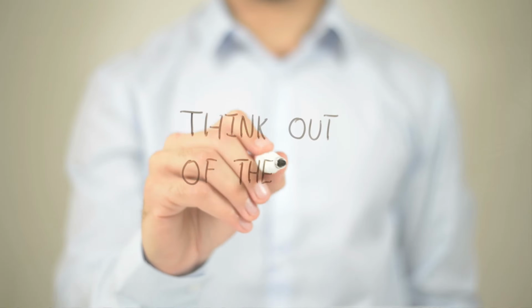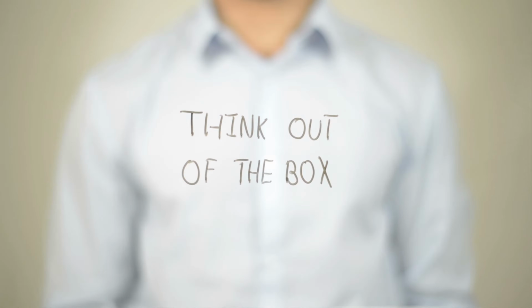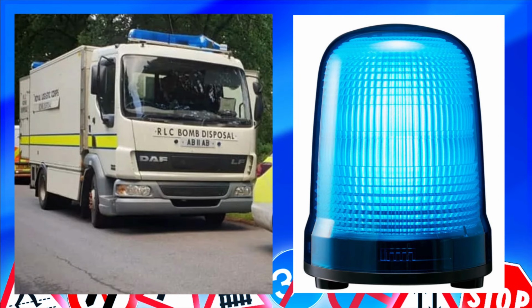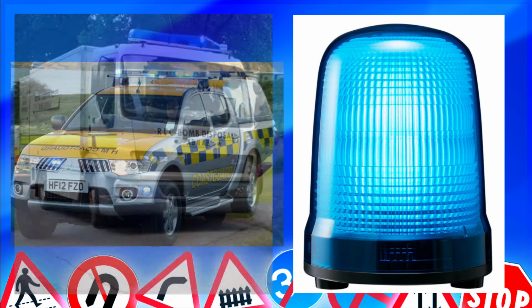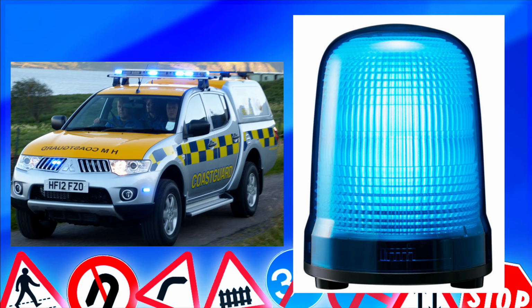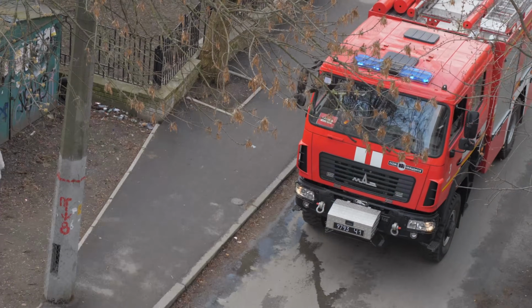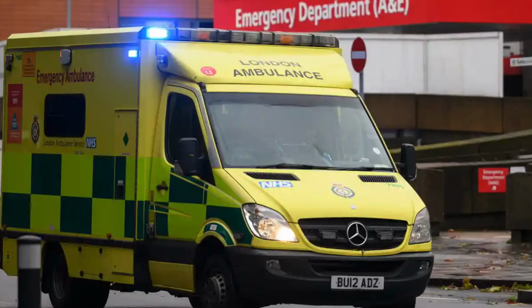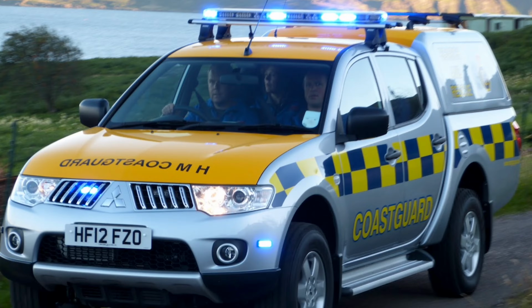The 2 common ones are bomb disposal units. And the other one is Coast Guards. So if you haven't got your common ones there, fire engines, police cars, ambulances, you're now looking for bomb disposal units or Coast Guards. Remember, look out for the one that saves a human life. That's the one you're going to pick.